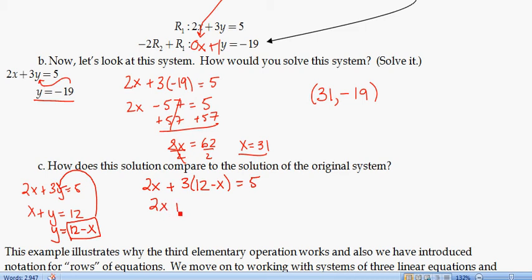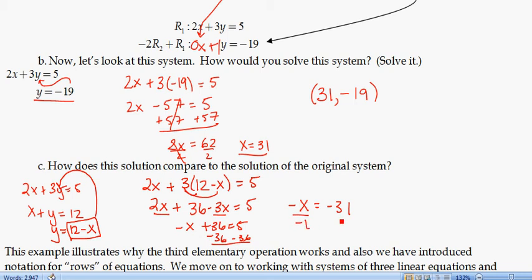And so 2x plus, if I distribute, 36 minus 3x equals 5. Combining like terms on the left, I have negative x plus 36 equals 5. And then subtracting 36 from both sides, we get negative x on the left and negative 31 on the right. So we divide both sides by negative 1. And again, we get x equals 31. We still have this last step where y is equal to 12 minus x. So we still have to substitute that x value in to solve for y. But certainly, not surprisingly, we get y equals negative 19. So we get the exact same solution.